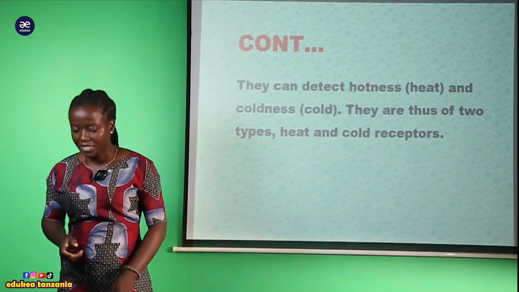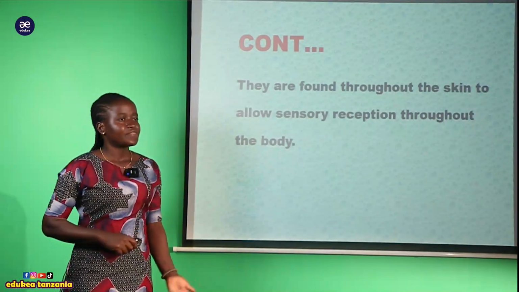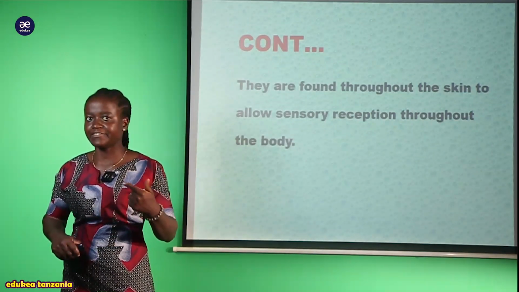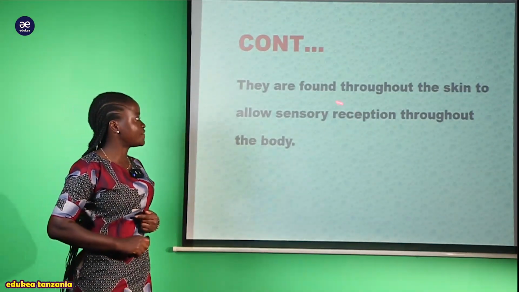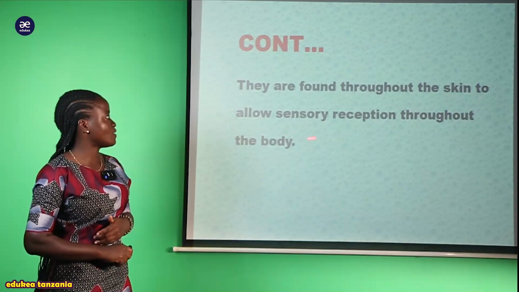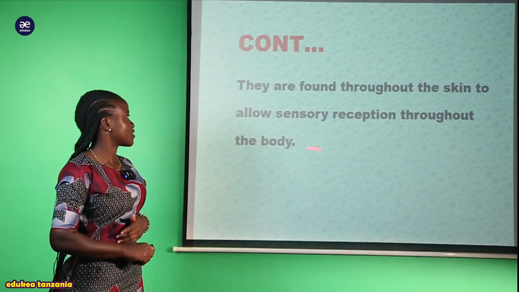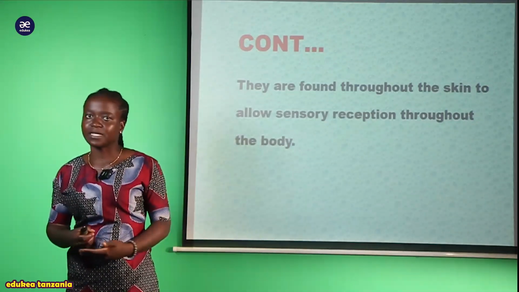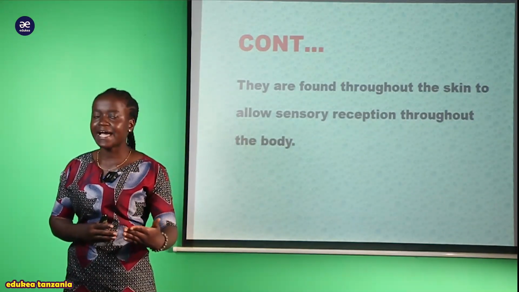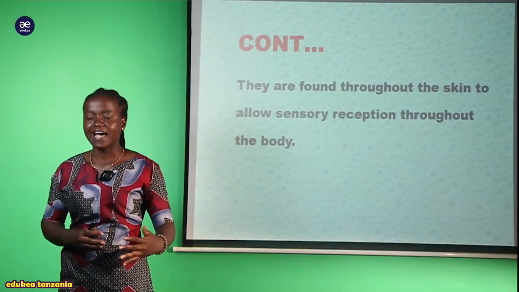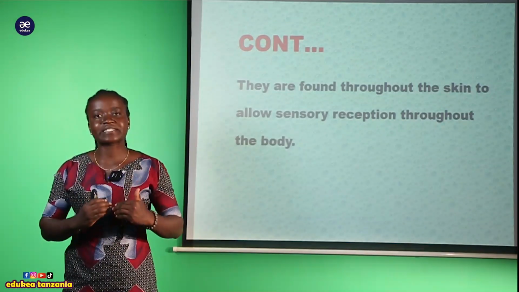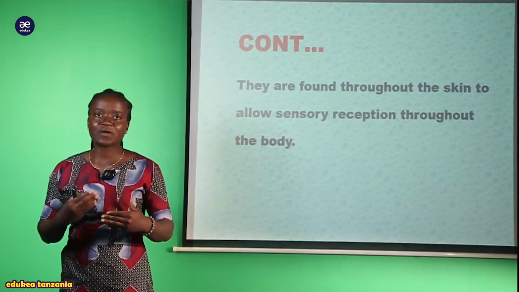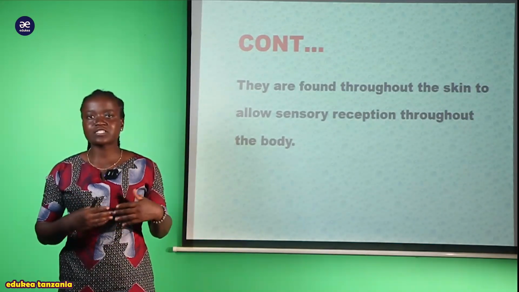So now we are saying that these thermoreceptors, that is the cold receptor together with the heat receptor, are found throughout the skin to allow sensory reception throughout the body. We say that these thermoreceptors, the cold receptor together with the heat receptor, are all found in the skin. And it is in the skin where you can detect the presence of cold.